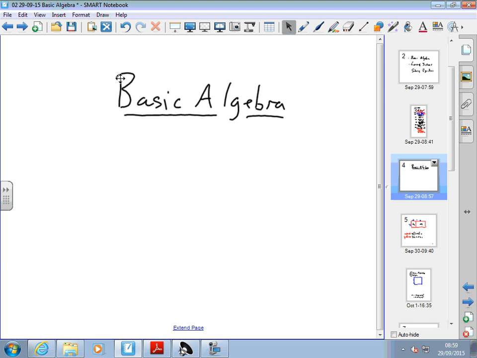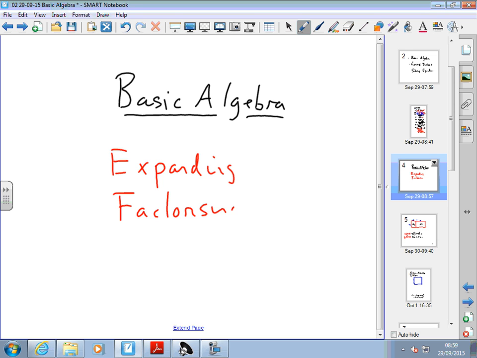These ideas of basic algebra. I'm going to go through the idea of expanding, factorizing, and simplifying. Hopefully we'll see as we move through these ideas and look at examples that this is a useful application for engineering.